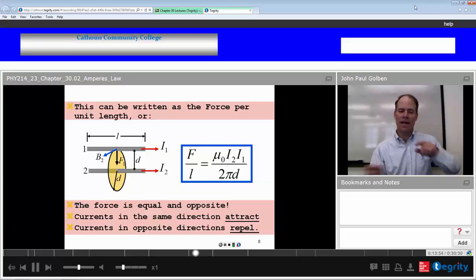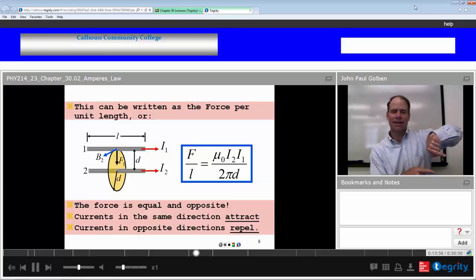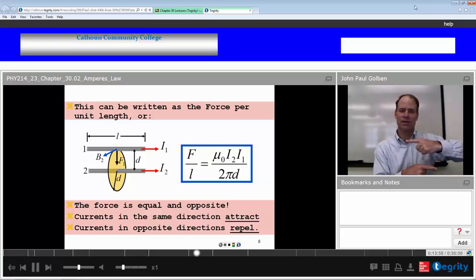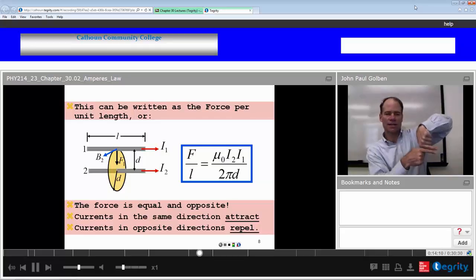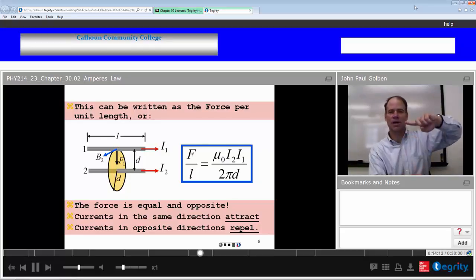So like currents attract and unlike currents repel. Just the opposite of what you had for electric charges. In electric charges, unlike charges attract and like charges repel. Here, like currents attract and unlike currents repel.